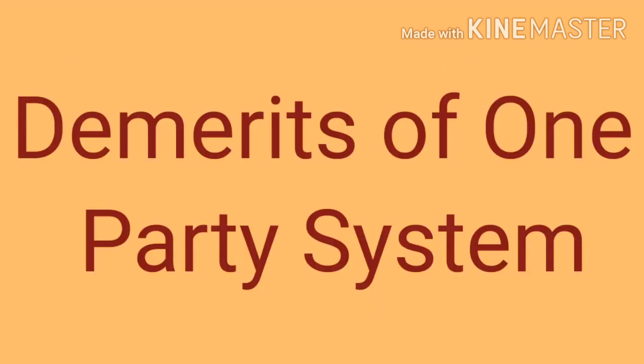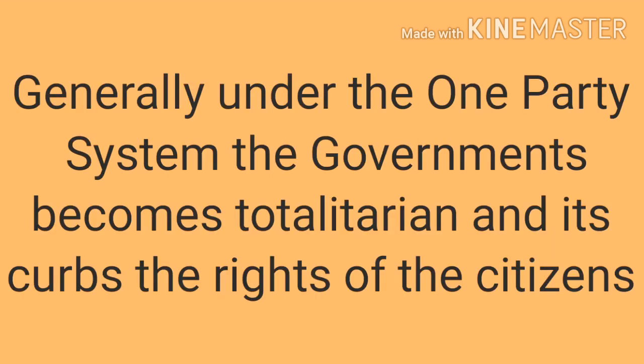So we already studied the advantages of the one party system. Next we are going to study the demerits or disadvantages of the one party system. The main disadvantage is that generally under this system the government becomes totalitarian and it corrupts the rights of the citizens.